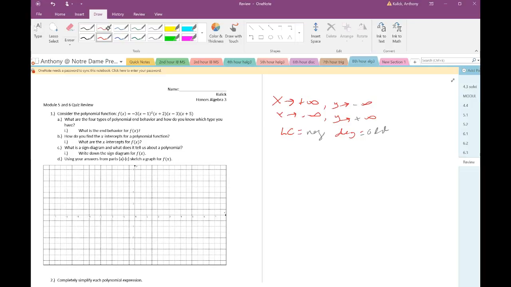So, if I look at my situation, this polynomial, I notice that the leading coefficient is negative, and then I have 2x's, 3x's, 4x's, 5x's. So my degree is odd. So I have, in fact, this situation.